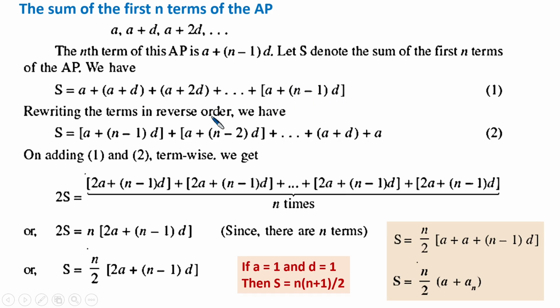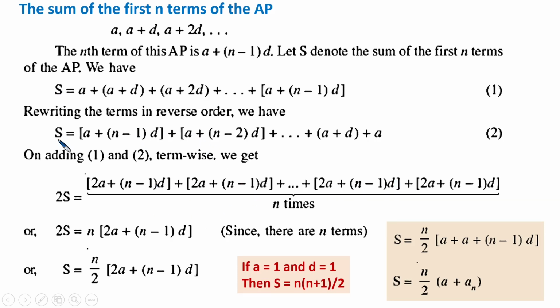Similarly, like what we did earlier, you reverse this and again add this plus this, then this plus this. So this plus this is 2a plus n minus 1 d. Again here, a plus a, then n minus 2 d plus d, that is n minus 1 d again. So you will have 2a plus n minus 1 times d, n times. Just pause it and see what I am saying.